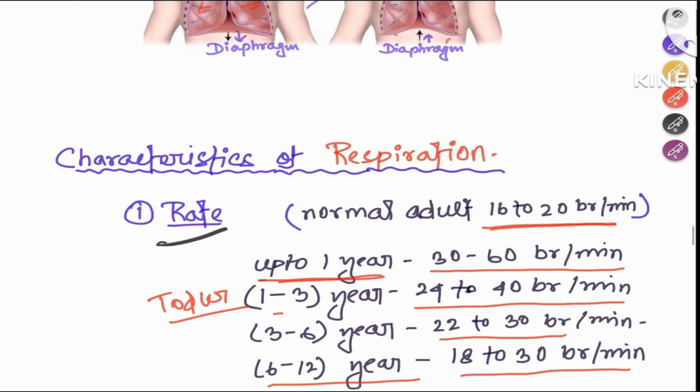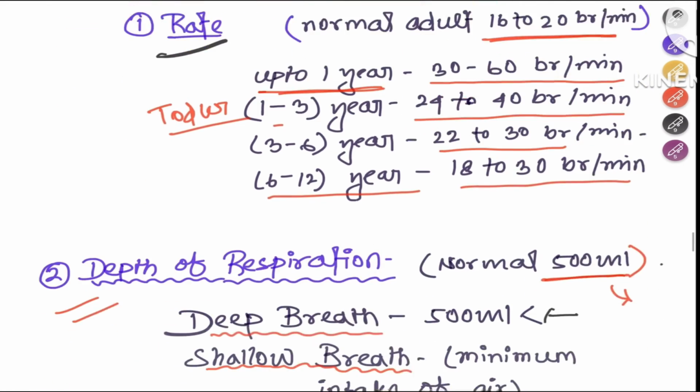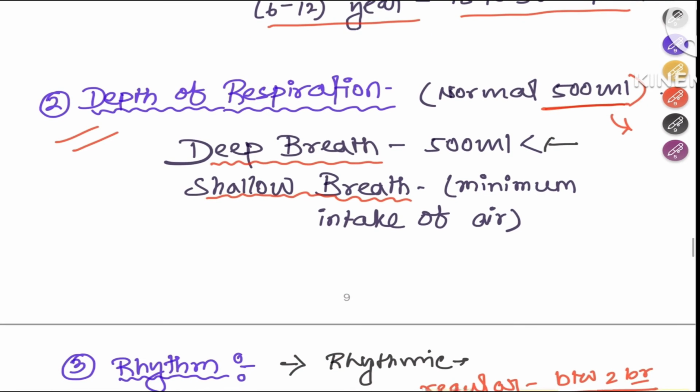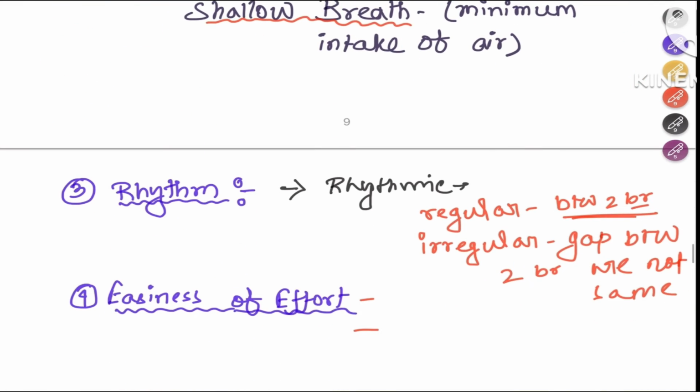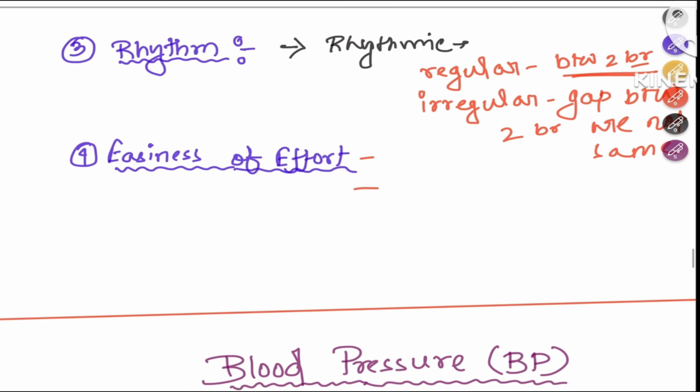So in the characteristics of respiration, we saw the rate according to age. Then we saw the depth of respiration, deep breath. What is a deep breath? If we are taking more than 500 ml, that is a deep breath. Shallow breath is when we are taking in a minimum intake of air. Then we saw the rhythm. It is also two types: regular, irregular. Then easiness of effort. These are the characteristics of respiration.